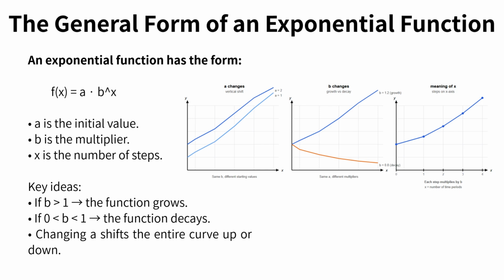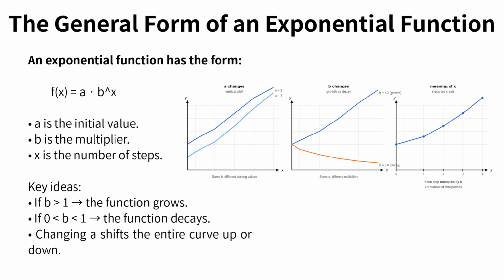In the graphs on the right, the left panel shows how changing a simply shifts the whole curve up or down. The middle panel compares growth and decay by changing b, while keeping the same starting value. And the right panel highlights what x means. Each time x increases by 1, the value of the function is multiplied by b again. This general form gives you a powerful way to model real-world situations, from population growth and interest rates to cooling processes and depreciation.